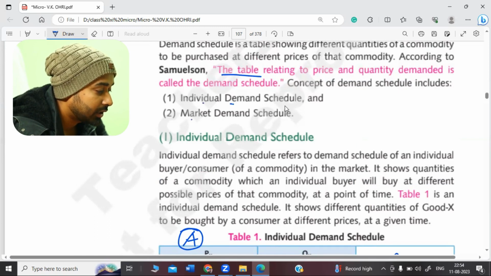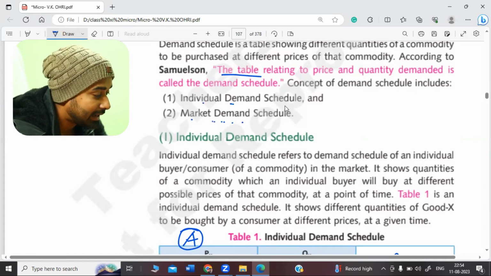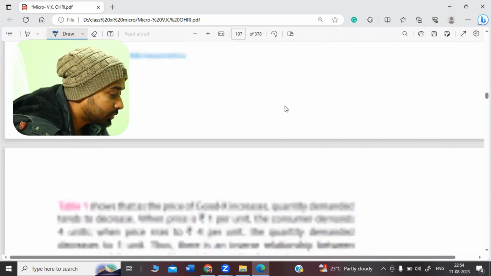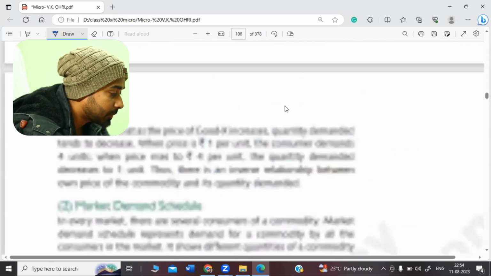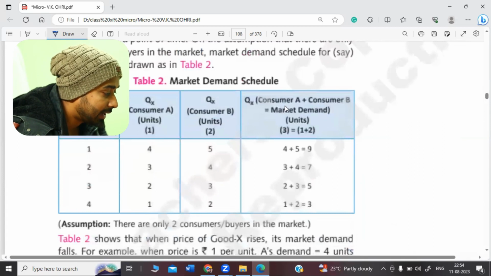Market demand schedule. All the consumers that exist in a market, when their demand is shown in a table, that is known as the market demand schedule. First, I am showing the market demand schedule to you here. Here, the price is 1, 2, 3, 4, increasing like that.